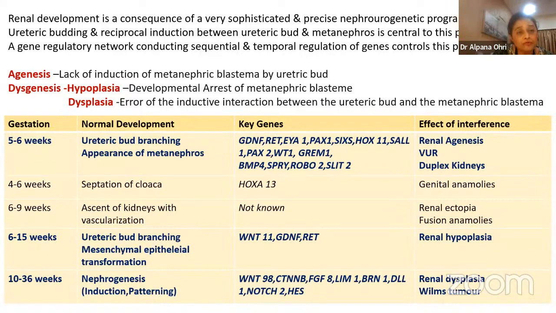Now, in case of agenesis, it's mostly the lack of induction of metanephric blastema by the ureteric bud. Whereas in the two kinds of dysgenesis, it is slightly more distal. In hypoplasia, it's a developmental arrest of the metanephric blastema. And in dysplasia, error of the inductive interaction between the ureteric bud and the metanephric blastema.